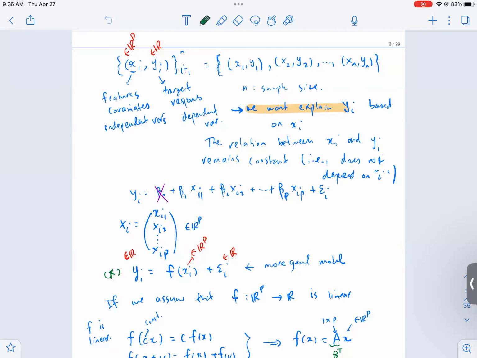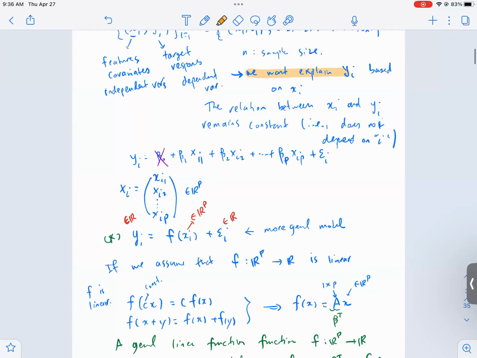We did last time. So we started talking about linear regression or linear models. The setting is that we have these data points. Each data point is a pair, one set of features or covariates xi, and then we have a target or a response or a dependent variable yi, and we want to predict yi based on xi.